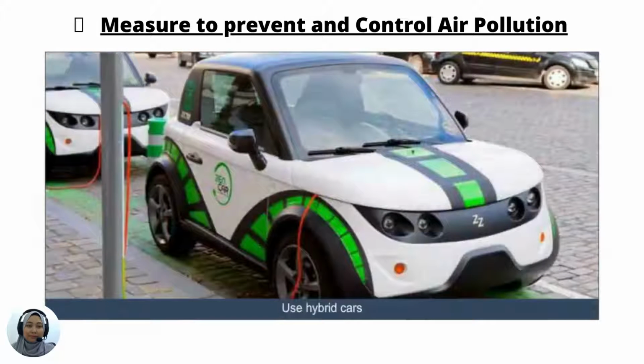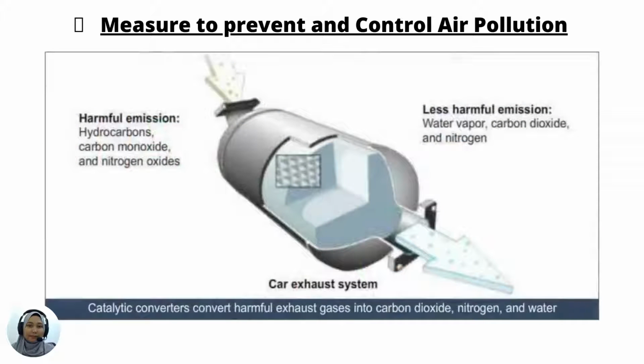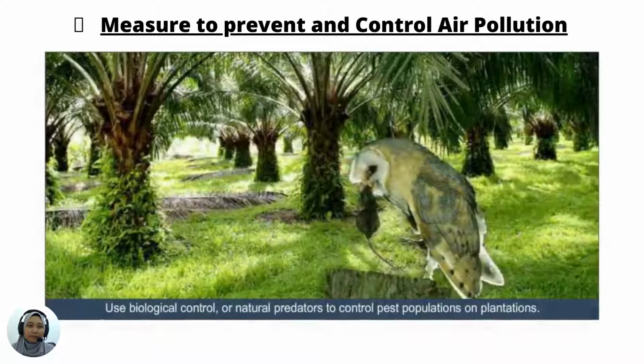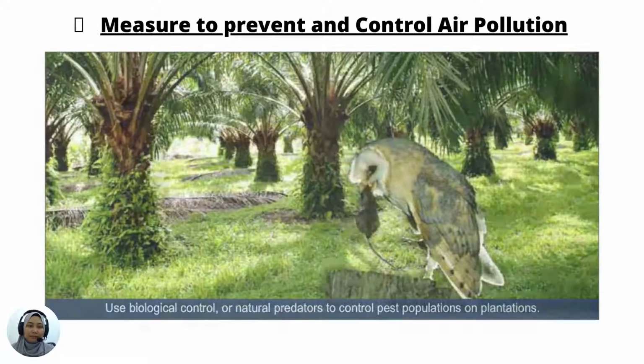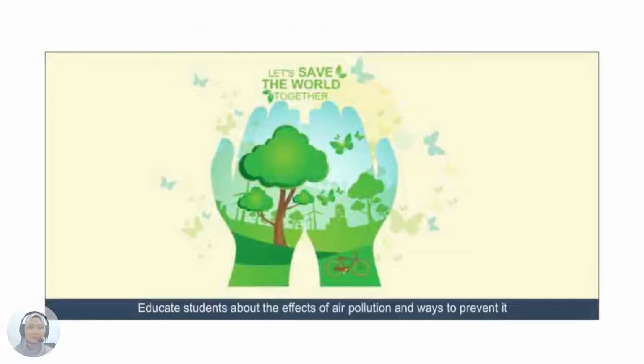Use science and technology to control air pollution. Use hybrid cars. Catalytic converters convert harmful exhaust gases into carbon dioxide, nitrogen, and water. Fix filters and chimneys to trap the pollutants before releasing the smoke to the air. Use predators to control pest populations. Hydrofluorocarbon, or HFC, has zero effect on the ozone layer and is a replacement for chlorofluorocarbon, CFC.